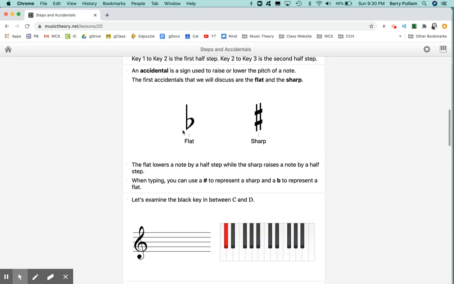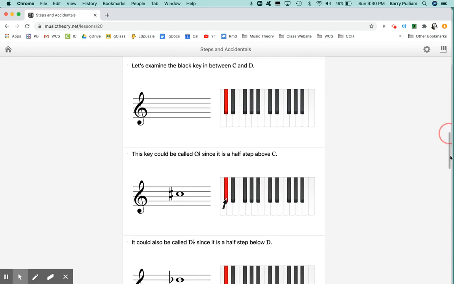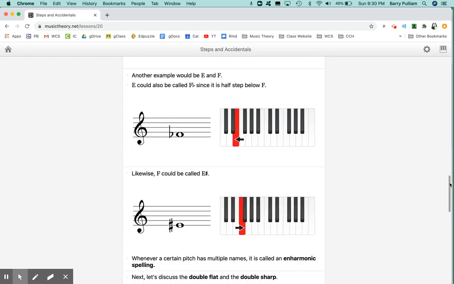Accidentals. Flat, you lower a pitch half a step. Sharp, you raise a pitch half a step. You raise a note written half a step if it has a sharp in front of it. You lower it if it has a flat in front of it. We discussed that at length in the earmaster.com text. This explains it all. Again, it's pretty self-explanatory. They break it down in little bitty bite-sized pieces.